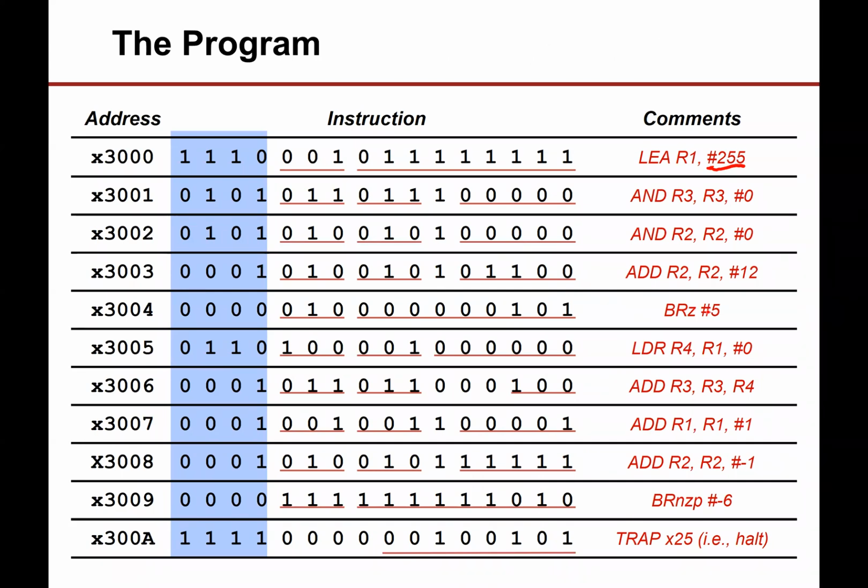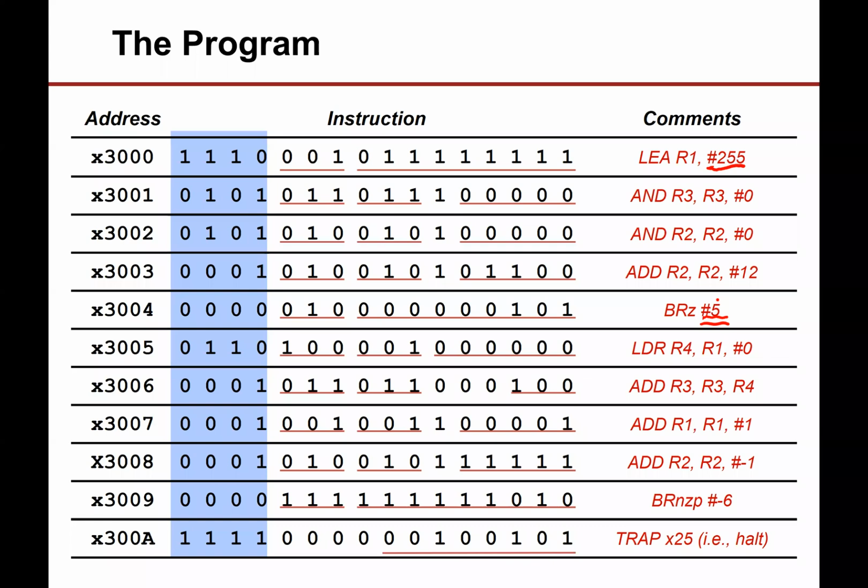So this is the PC x3004. After executing this instruction, the PC is 3005. And this one is 3008, which is 10 actually. So 10 minus 5, then we have number 5 here.